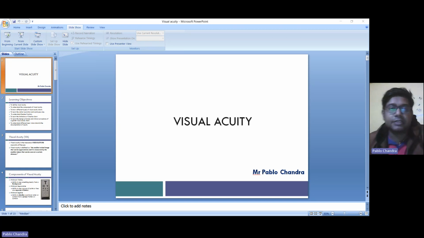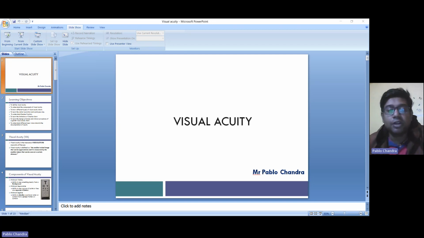So first of all, visual acuity is the measure of the resolution capacity of the eye. What is visual acuity? In layman's terms, anything which we can see or understand, we can call it vision. But clinically, visual acuity is a measure of resolution capacity, meaning to understand what the letter is and how the letter is there.